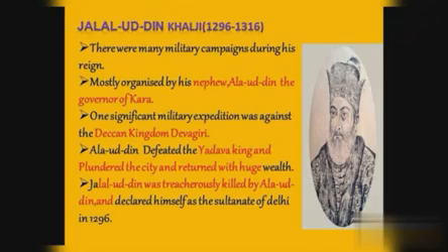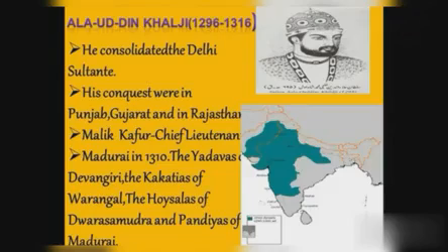Let's see about Alauddin. Alauddin Khalji consolidated the Delhi Sultanate. The range of his conquest is impressive: in Punjab, in Rajasthan and in Gujarat. With his northern frontiers secure, he sent his chief lieutenant Malik Kafur into the southern parts, who took even the distant Madurai in 1310. The Yadavas of Devagiri, the Kakatiyas of Warangal, the Hoysalas of Dwarasamudra and the Pandyas of Madurai accepted Alauddin's sovereignty.